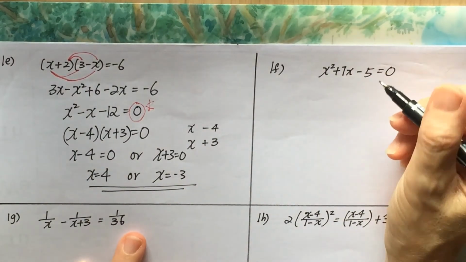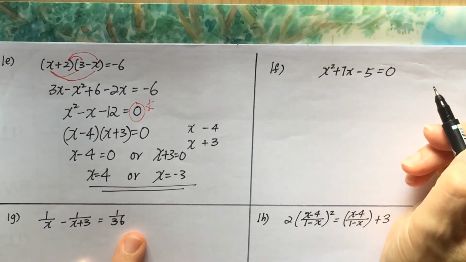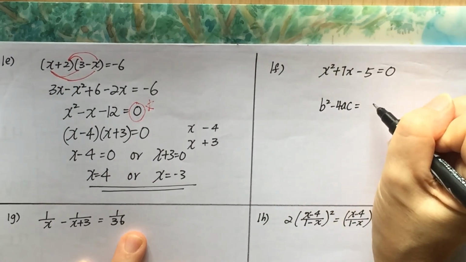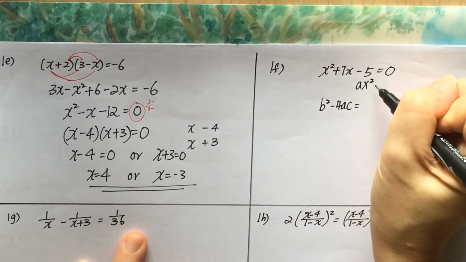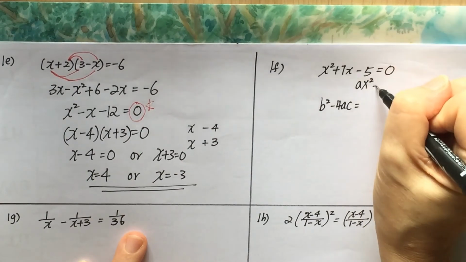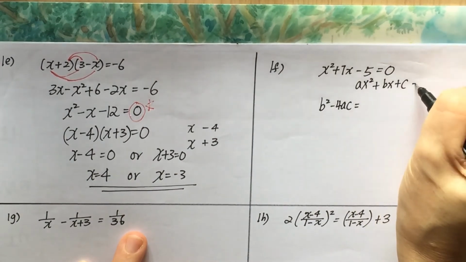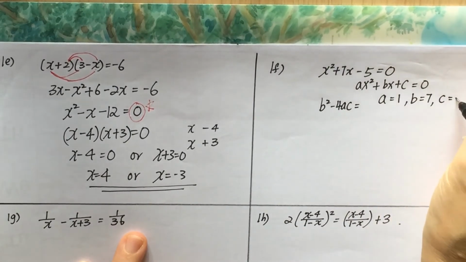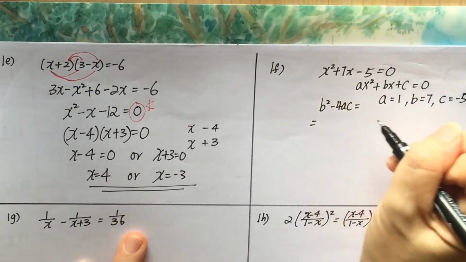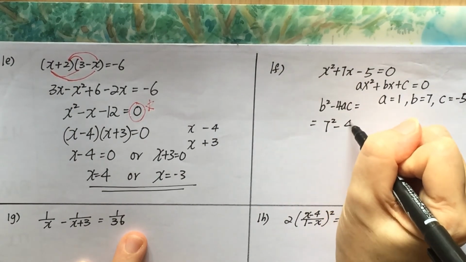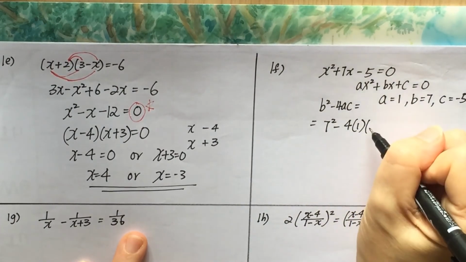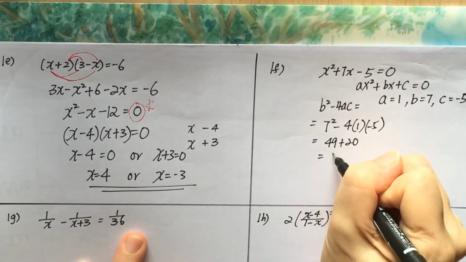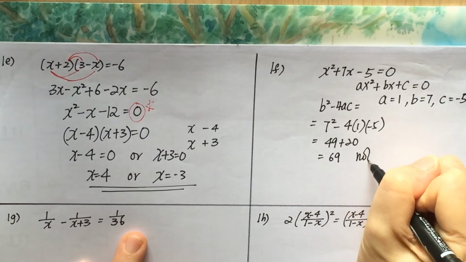Question 1F, this question actually cannot be done by factorization. You can see the b squared minus 4ac. For a quadratic expression ax squared plus bx plus c equals 0, our a here is 1, b here is 7, and c is negative 5. So b squared minus 4ac will be 7 squared minus 4 times 1 times negative 5. So I'm getting 49 plus 20, which is 69. And this is not a perfect square.